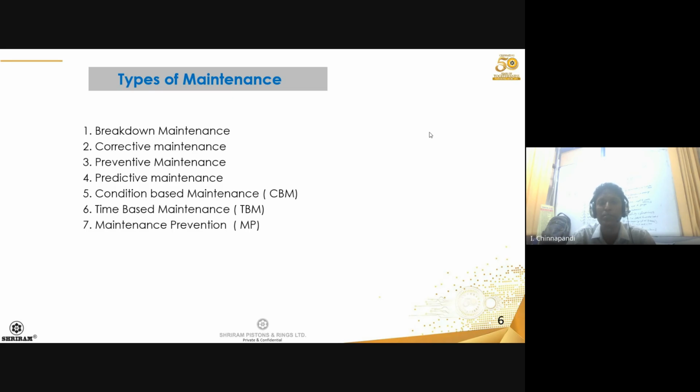Maintenance prevention means at the design stage itself. For example, if we are using one equipment and we are planning to buy new equipment, at that time itself we ask the manufacturer to modify the design so that the failure will not happen. That is called maintenance prevention. So these are typically the 7 types of maintenance. Next.